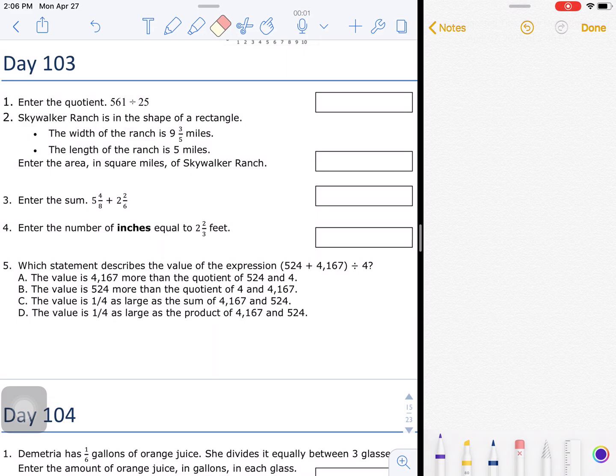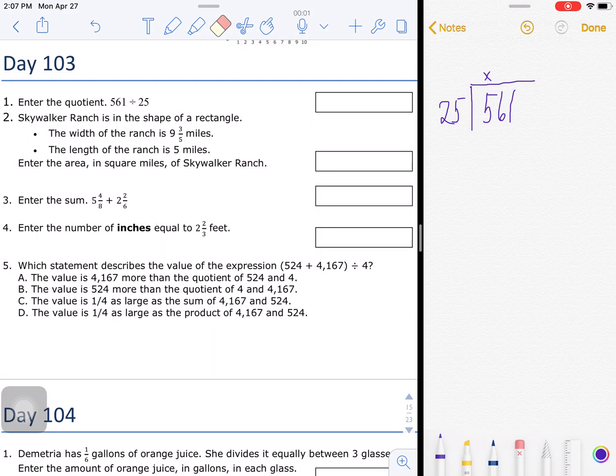So remember, on this, our whole goes in the house. So what is being divided goes in the house. And we're going to divide it by 25. So our divisor is 25 and our dividend is 561. As I'm looking at this, I'm thinking, how many 25s go into 5 hundreds without regrouping? Well, there are none. So what I usually do is put a little X there just to keep my place values lined up.